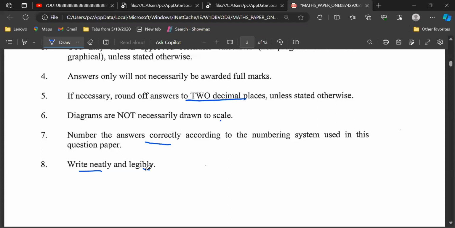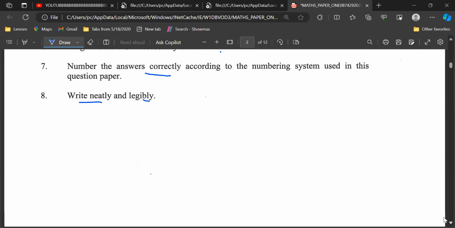Now, guys, very important. The part of writing neatly and legible. We're just saying it shouldn't be difficult for the person who's marking your script. It should be visible. If I can't see it, I'm not going to be busy searching. There are many papers that I'm marking, so it's going to be a challenge. That is why we say it's in your best interest to write neatly and legible.